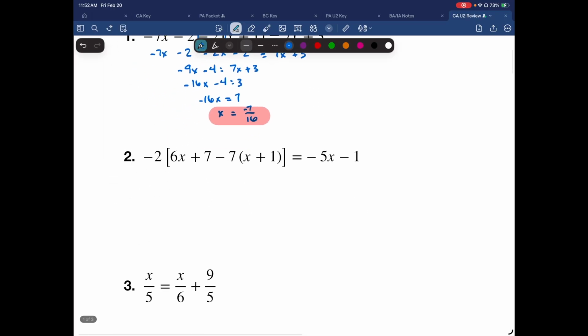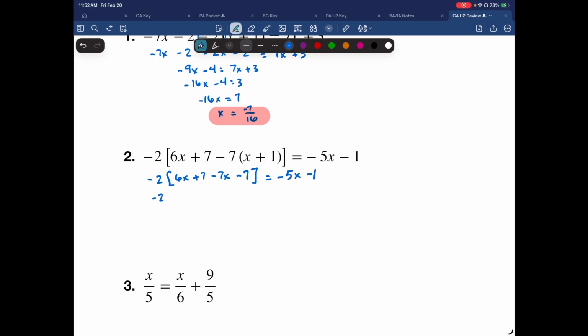All right, number 2, same thing. We're going to let the negative 2 hang out for a minute and clean up the inside of these brackets. 6x plus 7. I'm going to take the negative 7, give it to everything. So it's negative 7x minus 7 equals negative 5x minus 1.